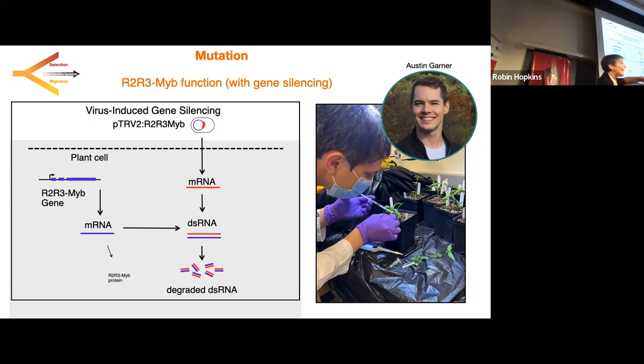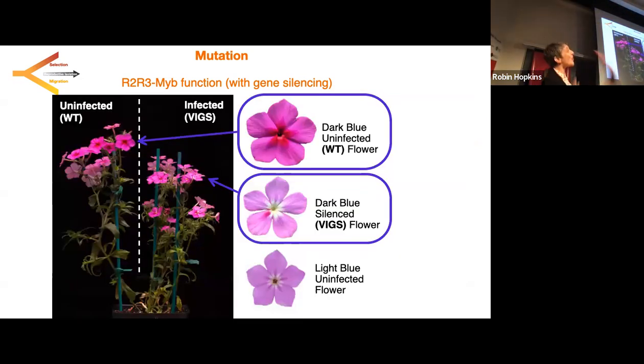So we literally infect a plant with the virus, trigger its immune system to chop up the endogenous copy of a gene that you're interested in. And in that way, we can reduce the expression of this R2R3 MYB transcription factor and see if we can recreate this light flower color. We can, it's so cool.